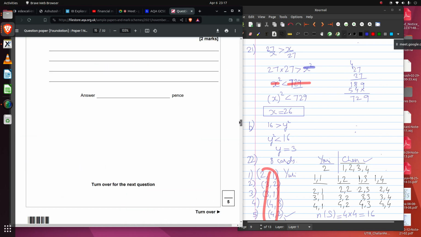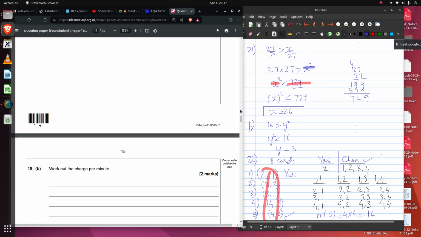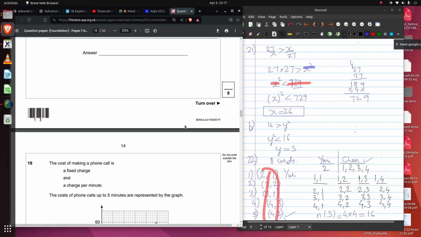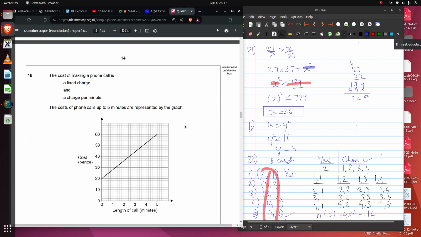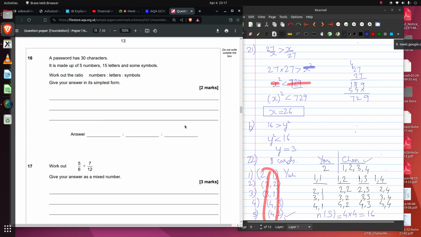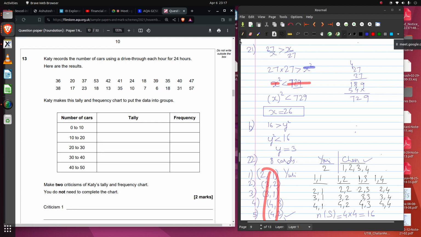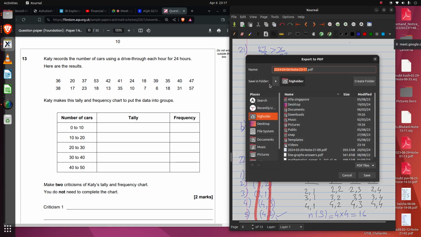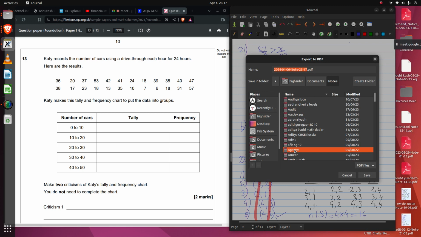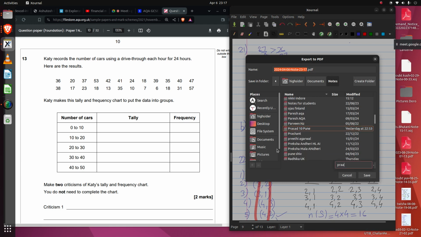Haji, I think we did this paper, if you remember. This one also, the cost of making a phone call. The password question, yeah. What about this? Tally. Tally not done? Not done. So let's do this question then.